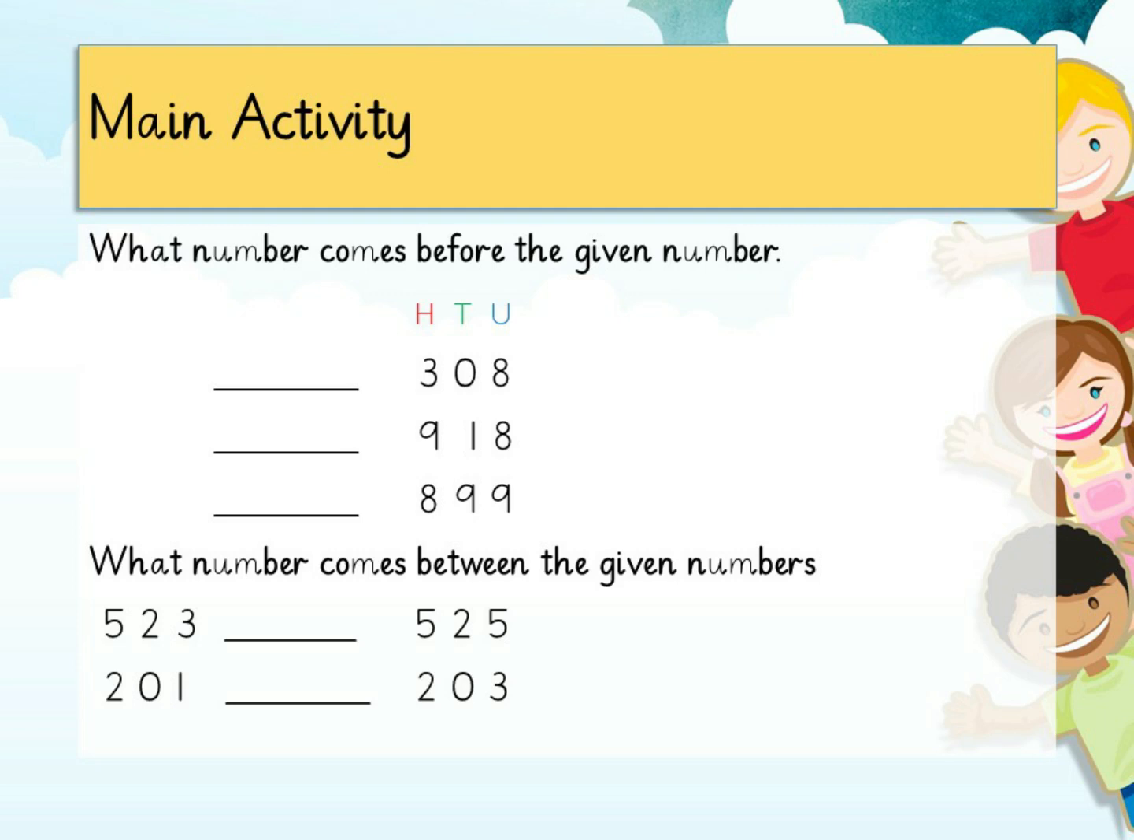Next question is, what number comes between the given numbers? Look at the first part carefully. 523 and 525. What comes between these two numbers? If you look at the unit numbers 3 and 5, it means the number pattern being followed over here is by adding 1. So the number that comes between is 524.